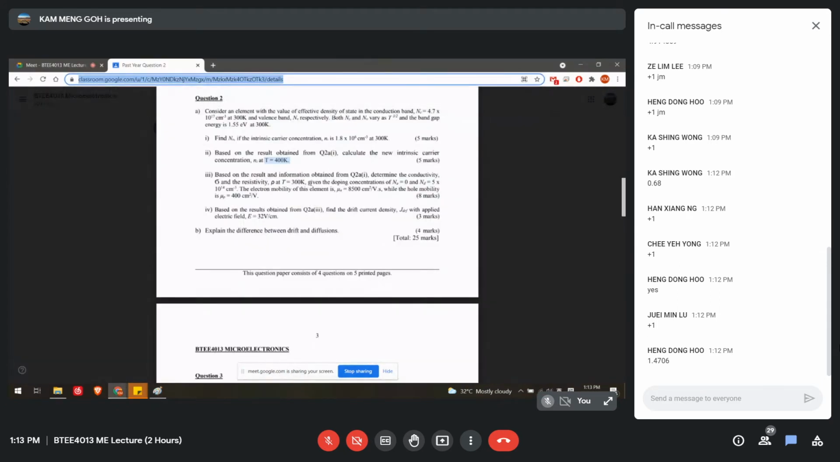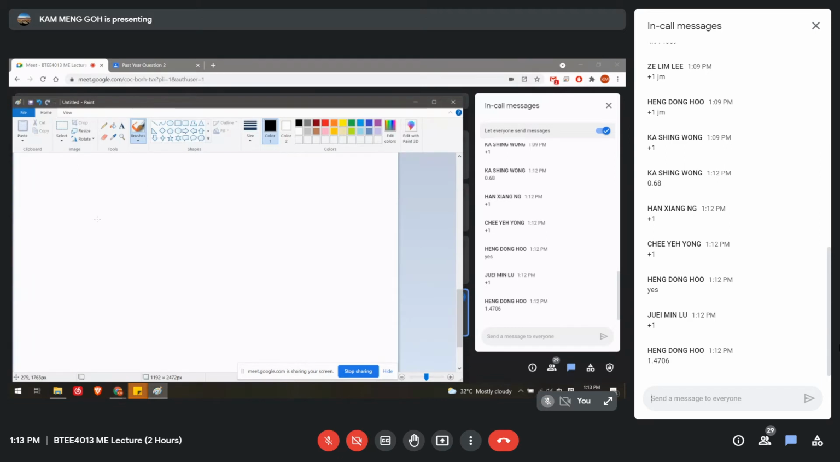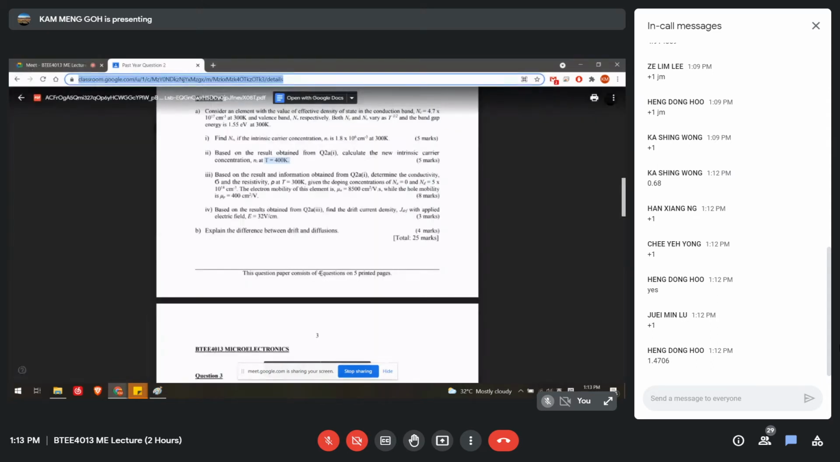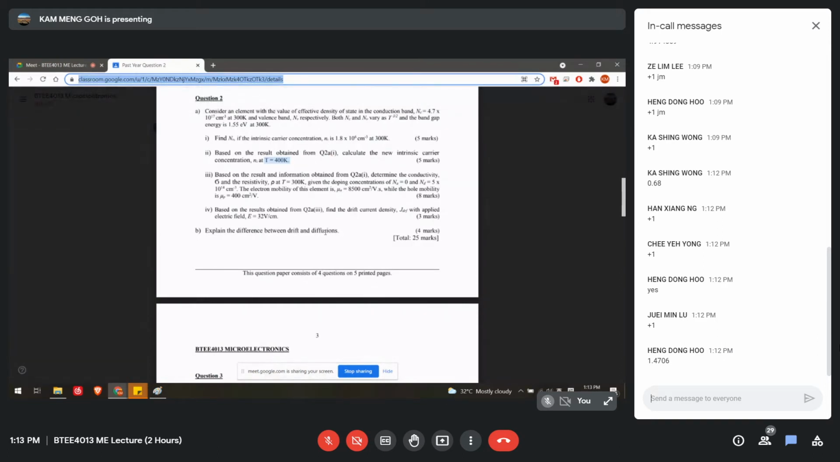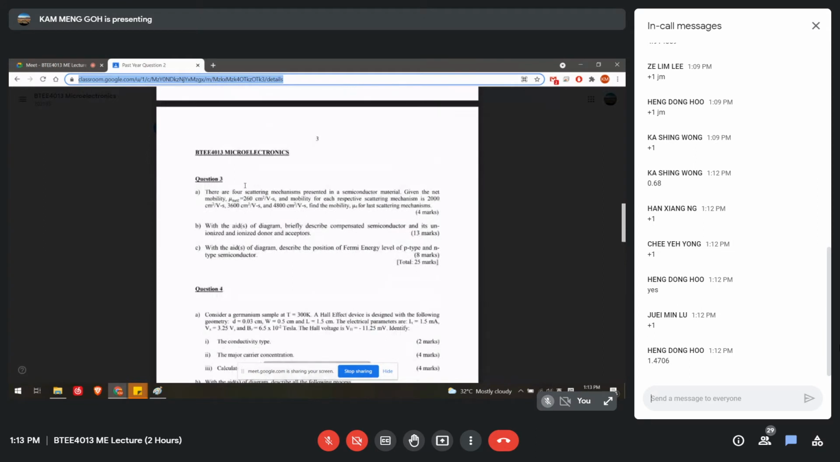Based on the result obtained from Q2A3, calculate the drift current density with the applied E of 32. So what you have to do is very simple. Okay, 0.68 multiplied by 32. So you can get an answer, 21.76. Okay. Simple and easy. Drift and diffusion, I think we discussed a lot already, so I don't have to discuss it again. So let's go to the third question.